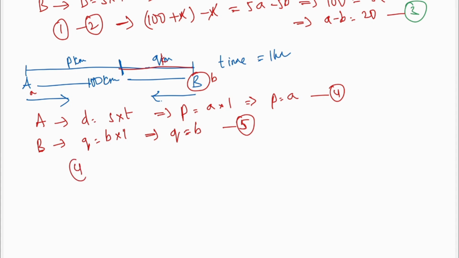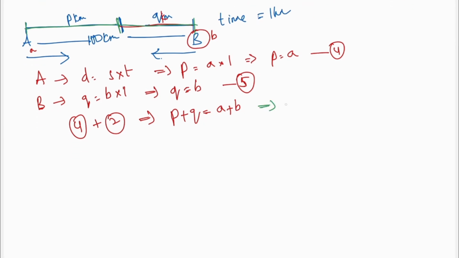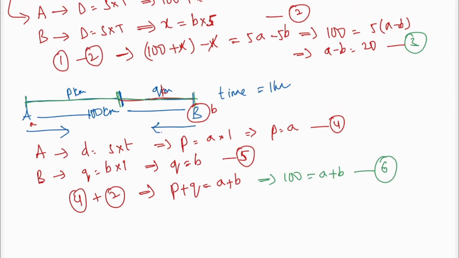Now we will add these two equations. You will get P + Q = a + b. Here P + Q is nothing but the distance between these two places, which is 100 kilometers. So we get 100 = a + b. Take this as the sixth equation. Now here we have these two equations: a - b is 20 and a + b is 100.